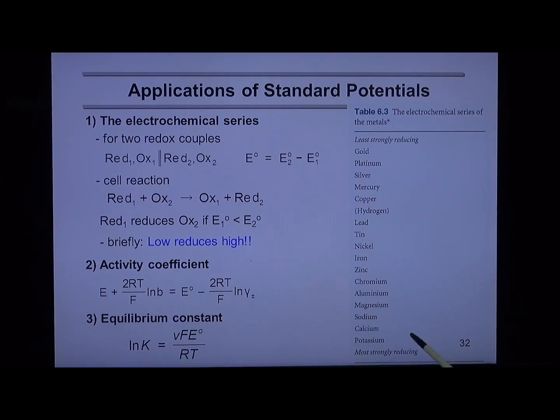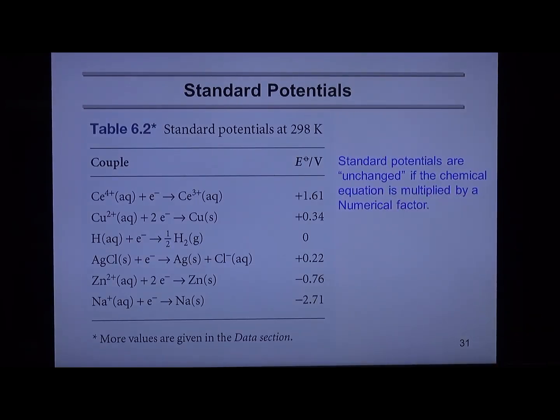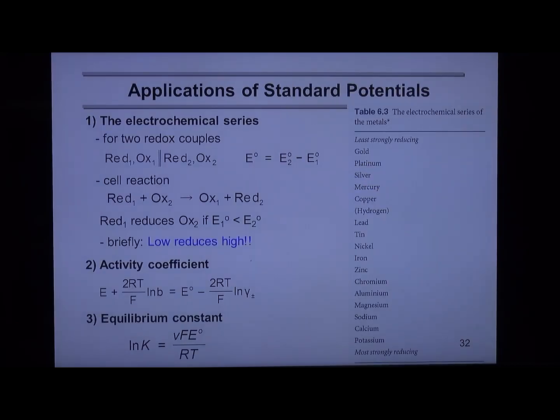I believe that you have learned this in middle school or high school, right? It is called the trend in ionization: potassium, calcium, sodium, magnesium, aluminum, chromium, zinc, something like that. You remember, right? You call it kalium, actually. Kalium, calcium, natrium, magnesium, something like that, right? Okay. That is based on the standard electrode potential. That's the first application of standard potential.